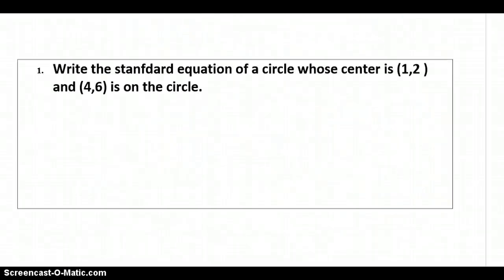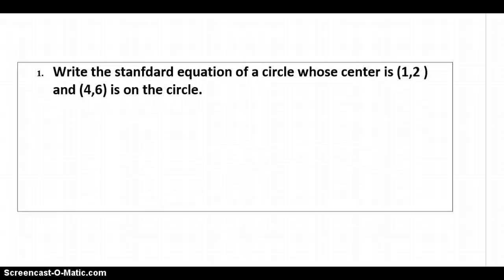Okay, our last example for today. It wants us to write the equation of a circle whose center is at (1, 2), and (4, 6) is on the circle. Well, we know the center is right here, but what else do we need in order to fill in the equation of our circle? We need the center, h and k, but what else do we need? The radius. Do we know the radius? No.